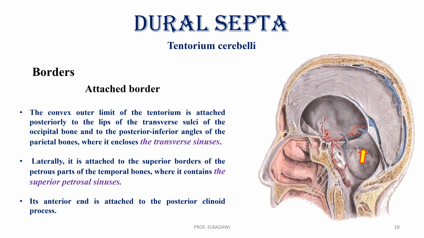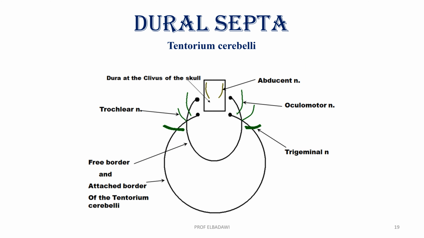The anterior end is attached to the posterior clinoid process, being crossed by the free border. That crossing of the free and attached borders is a landmark for the exit of cranial nerves. At the point of crossing, there will be the trochlear nerve piercing the dura, coming out from the brainstem. Anterior to this decussation is the oculomotor nerve. We'll see that in the next slide. And behind is the trigeminal. That's how it looks here. That is the relation of the nerves to the tentorium cerebelli.